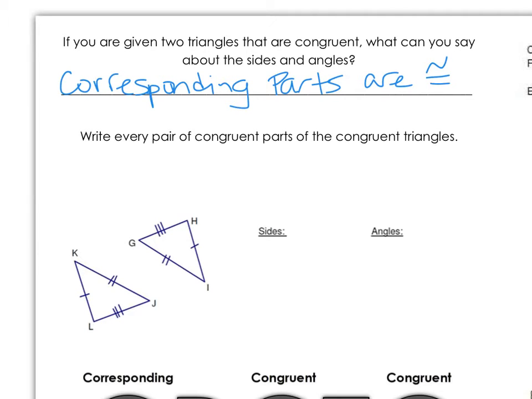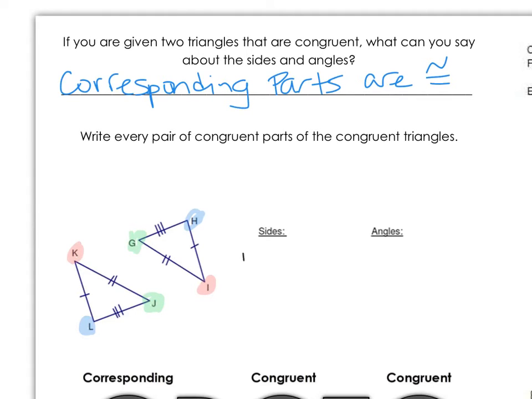So we already have some practice of naming our congruent sides and angles. I'm going to do the same thing I did in the other video of highlighting my vertices. So K matches with I, and then L matches with H, and J matches with G. And now I'm going to write all my different statements.